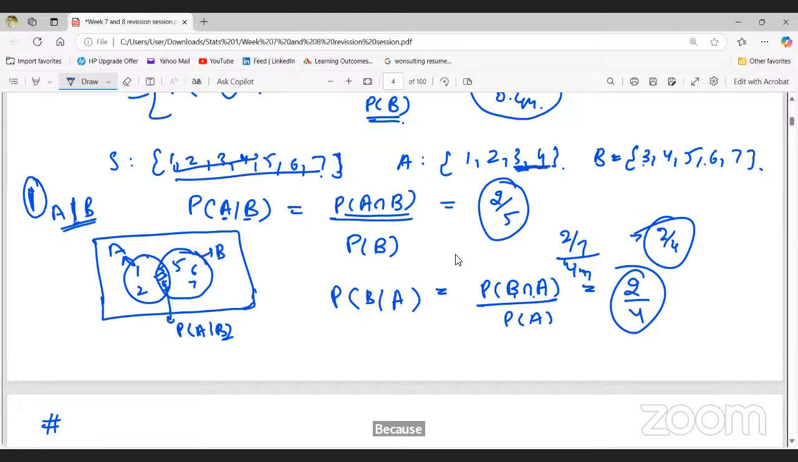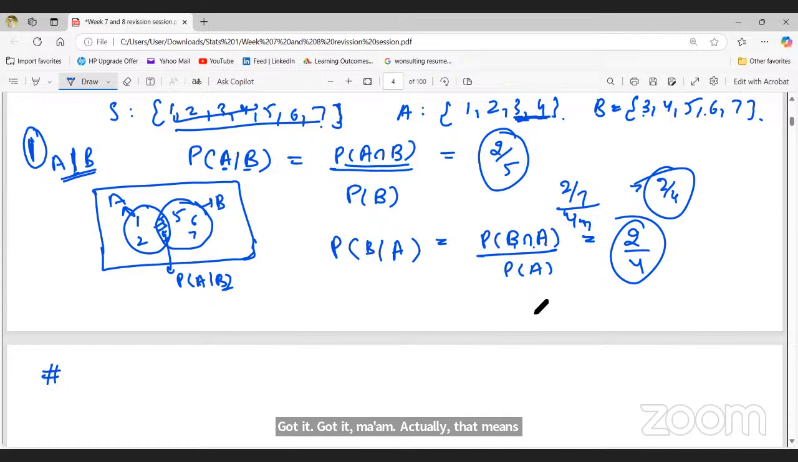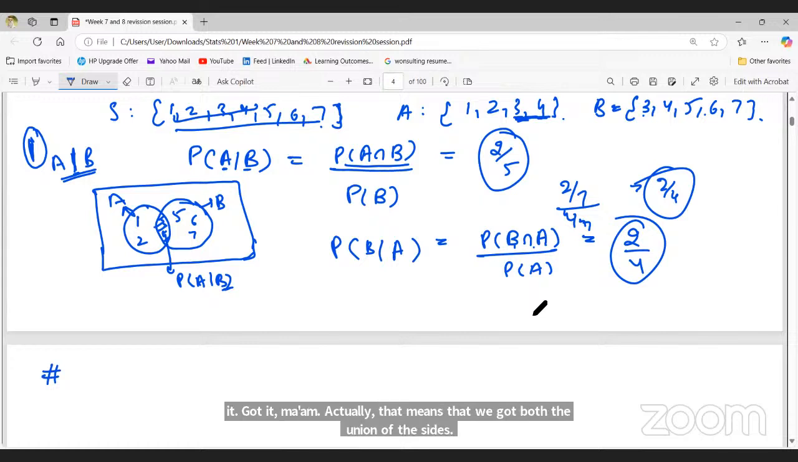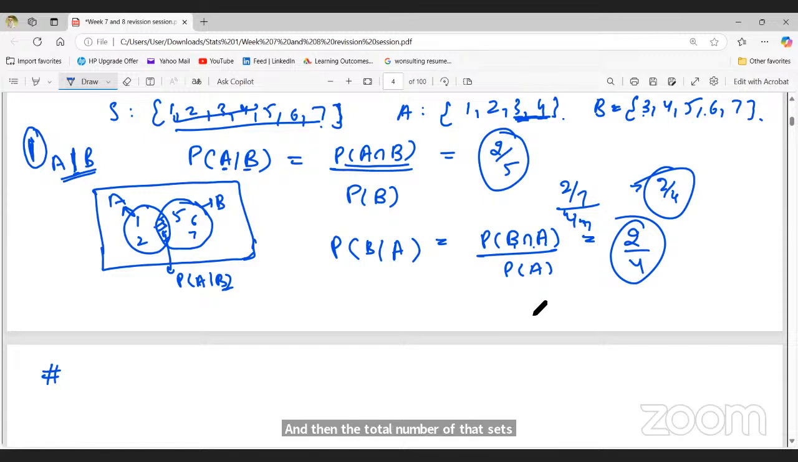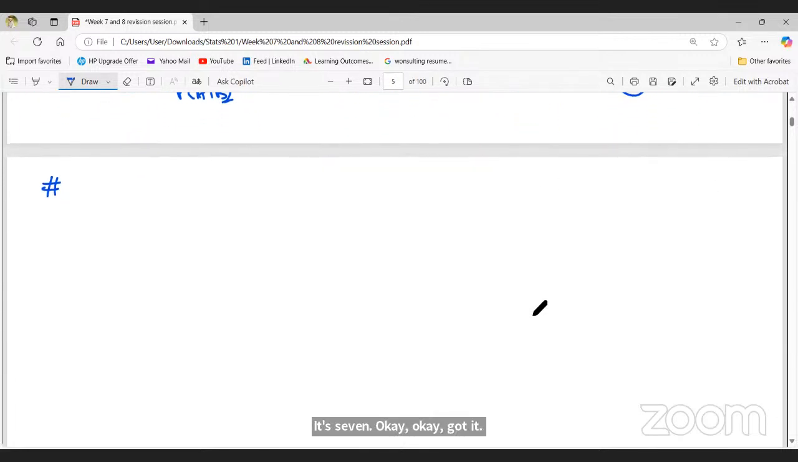Got it, ma'am. That means we got the union of the sets, and the total number of elements in the sets is 7. Okay, got it. Okay, so can we proceed further? Now comes the multiplication rule.